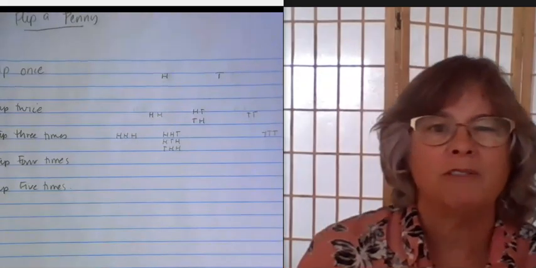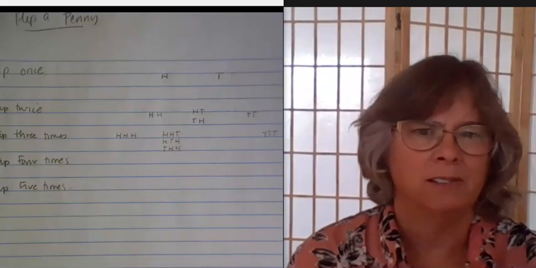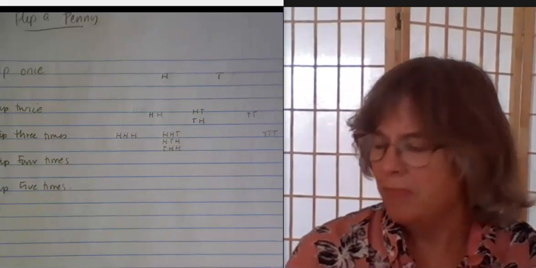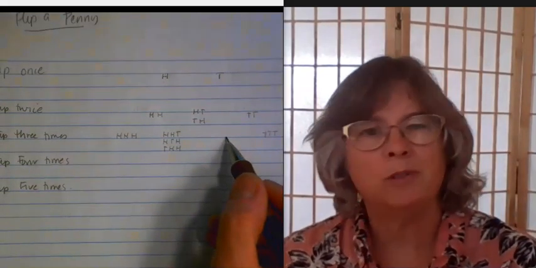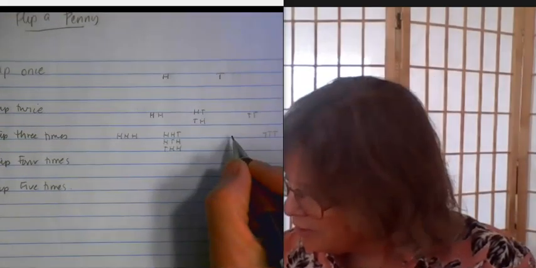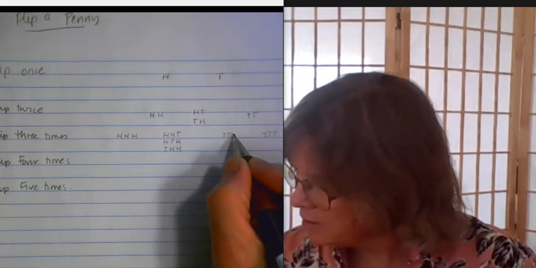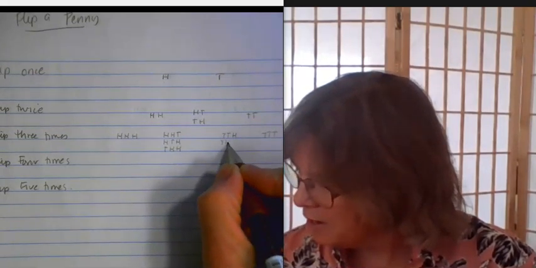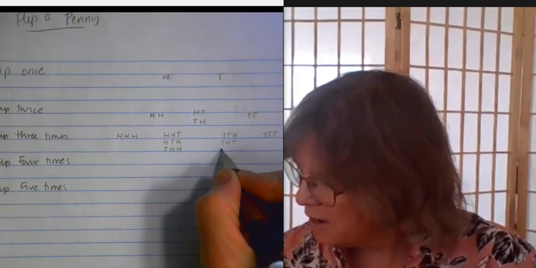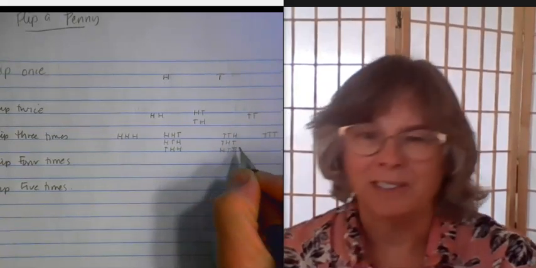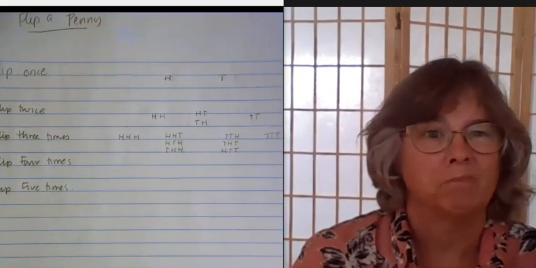So there's 3 different ways you could get 2 heads. Is that okay? Then you might get 2 tails and 1 head. So you might get a tails, a tails, and a head, or a tails, a head, and a tails, or a head, a tails, and a tails. 3 different options there.